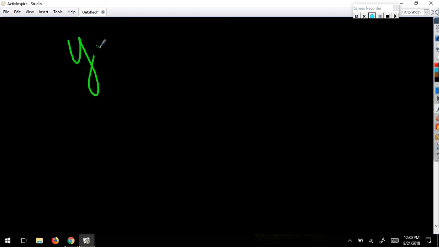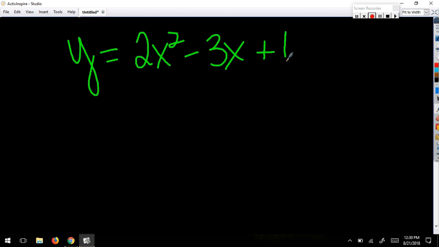Let's say I have y equals 2x squared minus 3x plus 1. Before we graph it, tell me what you know about it. It's going to be skinny, and it opens up. The y-intercept is 1. Let's find the vertex, shall we?